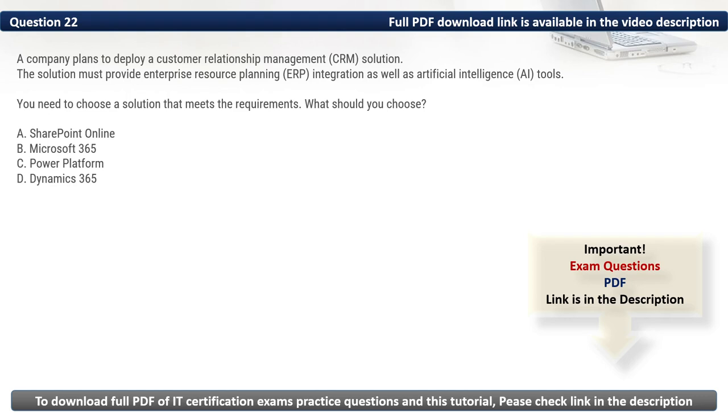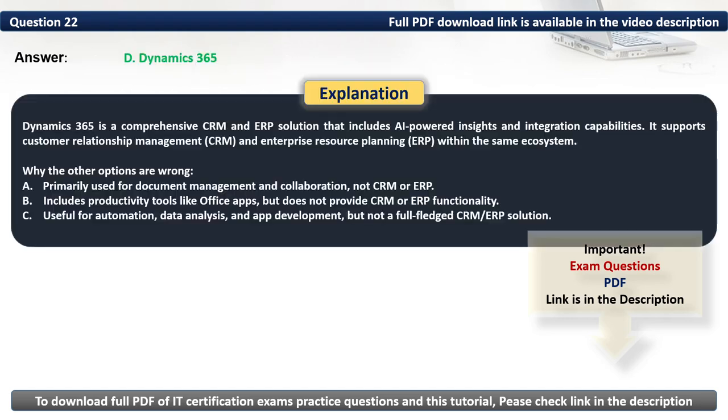As such, we should choose Dynamics 365. Thus, the correct option is D. Dynamics 365 is a comprehensive CRM and ERP solution that includes AI-powered insights and integration capabilities. It supports CRM and enterprise resource planning within the same ecosystem.